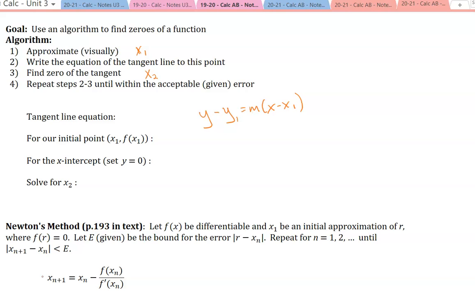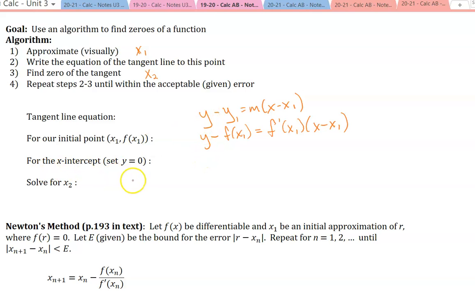Okay, so we've got y minus f of x1 is equal to f prime of x sub 1 times x minus x1, okay? And then, so this is the equation of the tangent line written in point slope form, where this value is actually f of x sub 2, okay? But it's gonna disappear anyway.